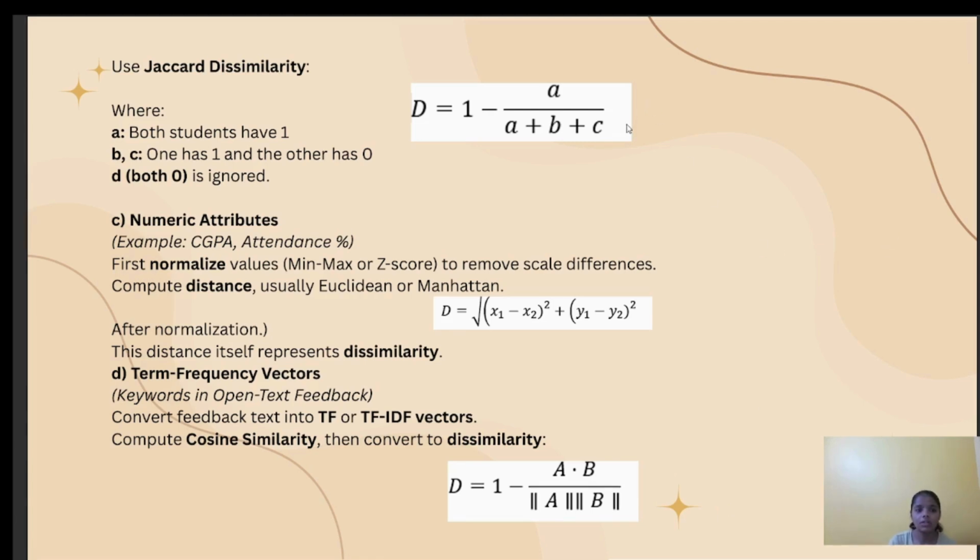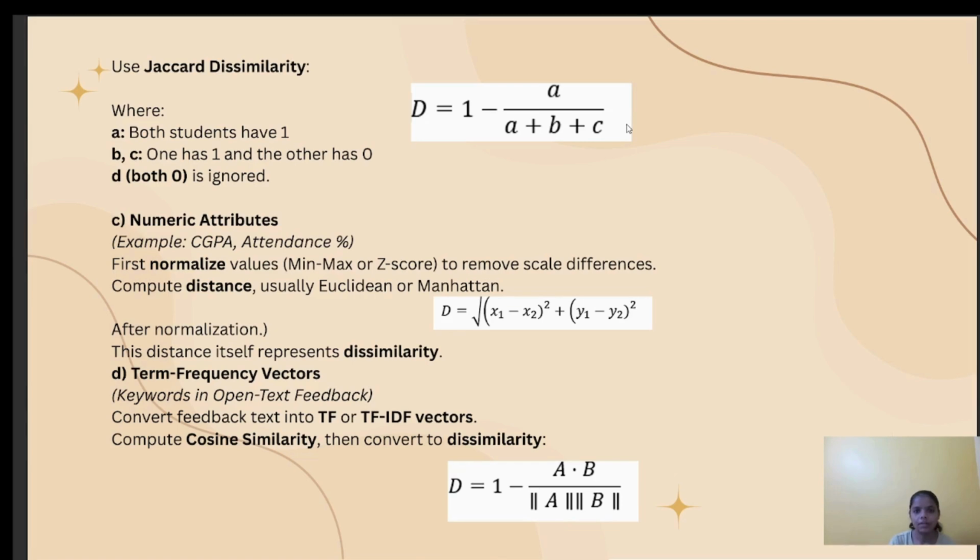Now C, numeric attributes, for the CGPA or attendance percent. First we will normalize the values, using min-max or Z-score, to remove scale difference, and then compute the distance. Usually Euclidean or Manhattan distance formula is used to calculate the distance. To normalize, we have generally two methods, min-max normalization and the Z-score. After normalization, this distance itself represents the dissimilarity.